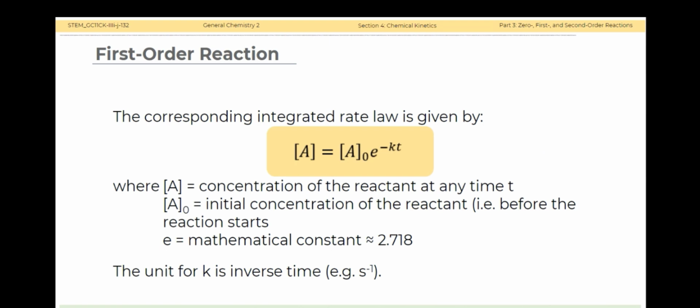The corresponding integrated rate law for a first-order reaction is given by concentration of A at any time t equals initial concentration of A times e raised to the exponent negative kt. The unit for k is inverse time, for example, inverse second.